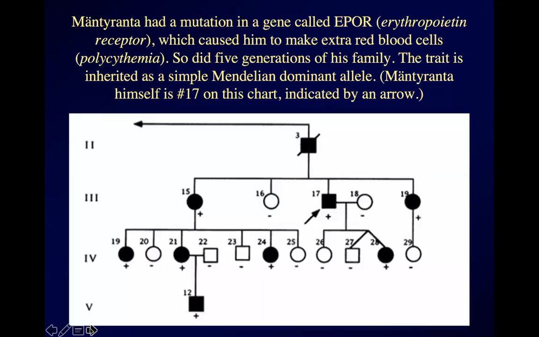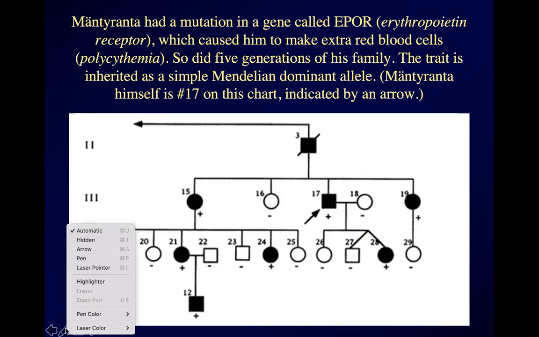Turned out he had a mutation in a gene called EPOR, erythropoietin receptor. That's a protein that's involved in regulating the number of blood cells that you make. It regulates the process of making blood cells. If you must know, making red blood cells is called erythropoiesis. And this protein that's involved in regulating it is erythropoietin receptor. And so did 5 generations of his family.